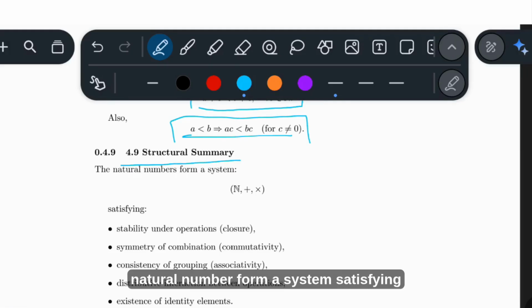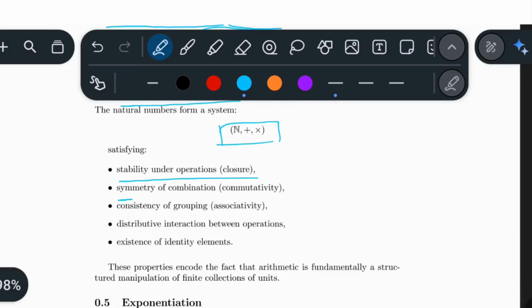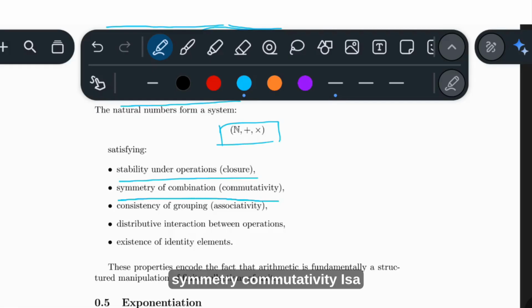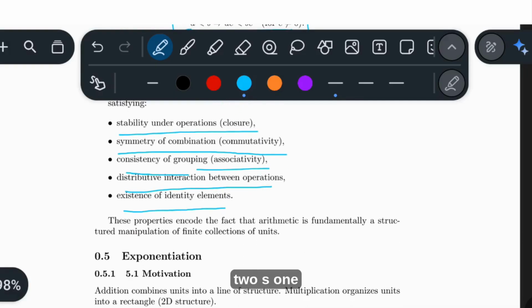Now the structural summary. The natural numbers form a system satisfying closure, symmetry, commutativity, consistency of grouping, associativity, distributive interaction between operations, and existence of an identity element. So we can say that these properties show that arithmetic is fundamentally a structured manipulation of finite collections of units.